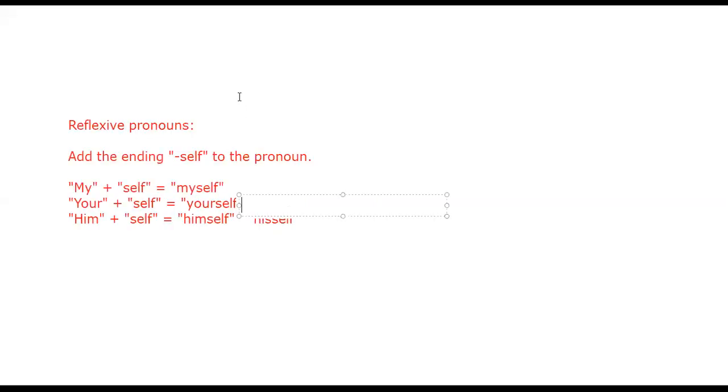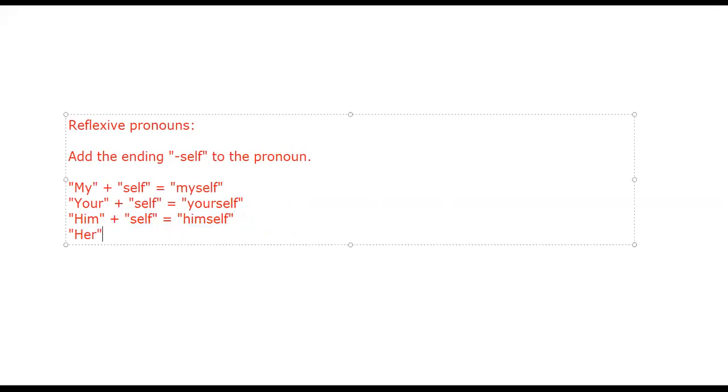Oh, whoops. Okay. So let's erase that horrible mess. Okay. Now let's do her. So her plus self would be, okay, so this is the last one I'm going to ask you to do before I just finish the rest. So pause the video and figure it out. Okay, herself is the correct answer. So now let me go ahead and do the others.